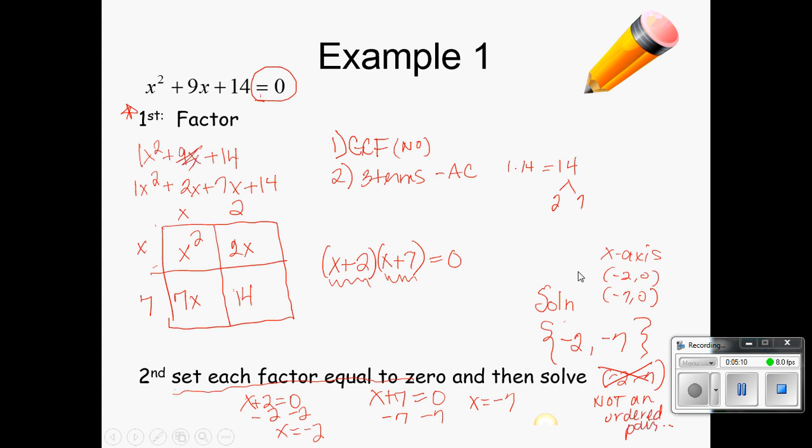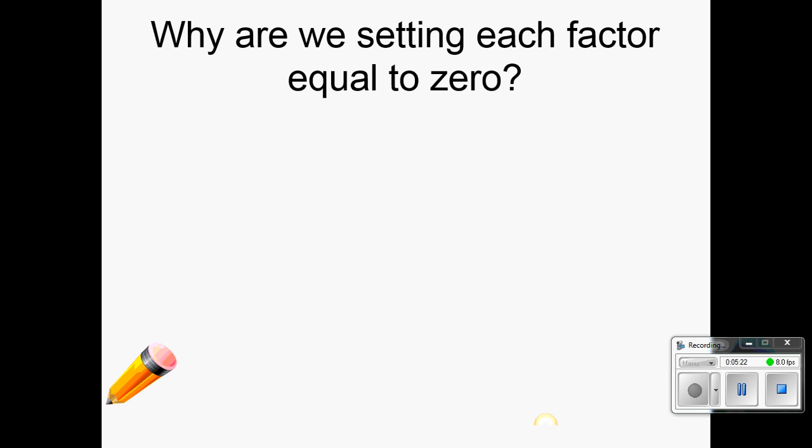All right. So either ordered pairs, 2 separate ordered pairs because they're on the x-axis, or the solution would look like squiggly lines, -2, -7. All right.